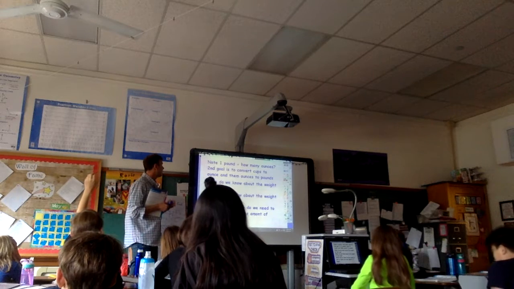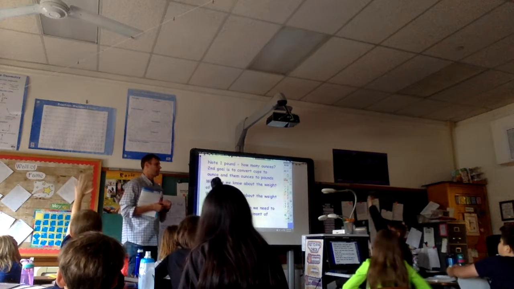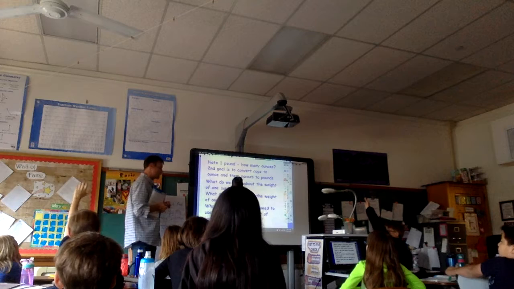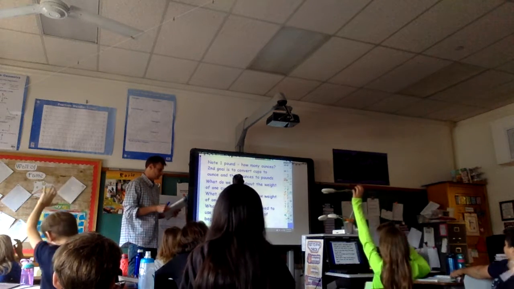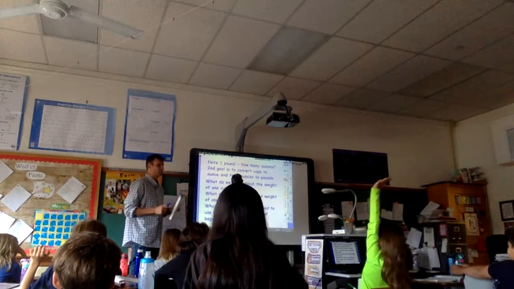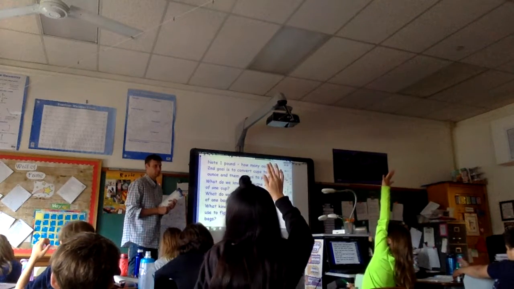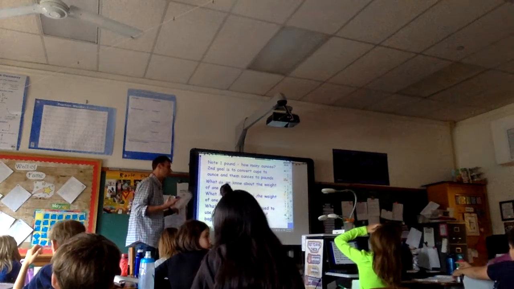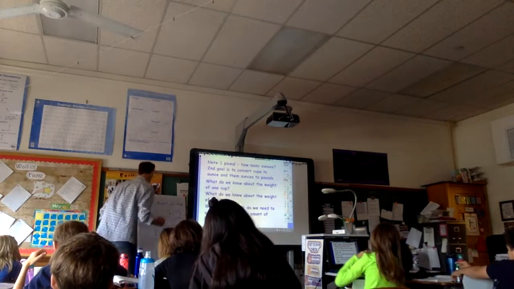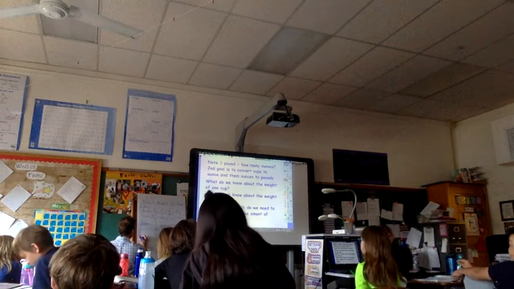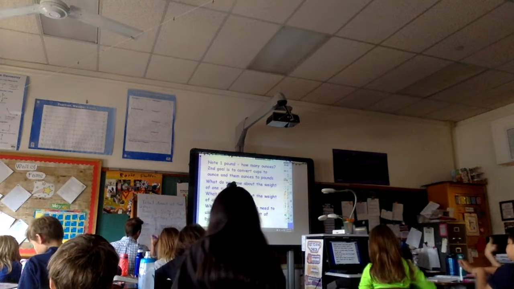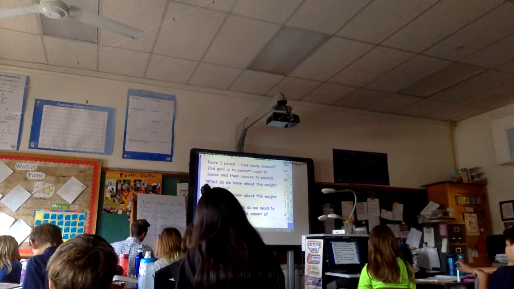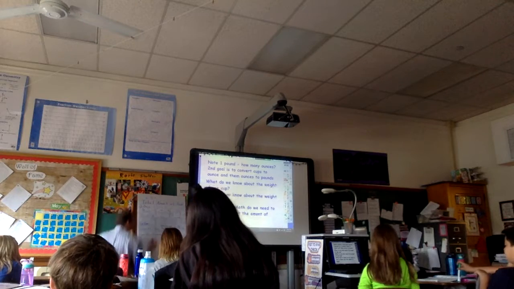Okay, note, 1 pound equals how many ounces? I showed you guys yesterday. Jimmy, good job. 1 pound equals 16 ounces. All right.